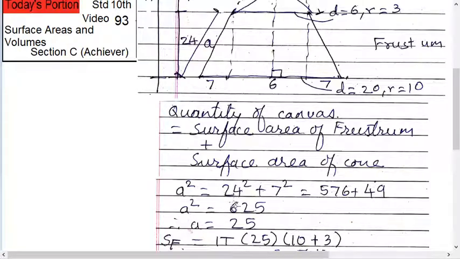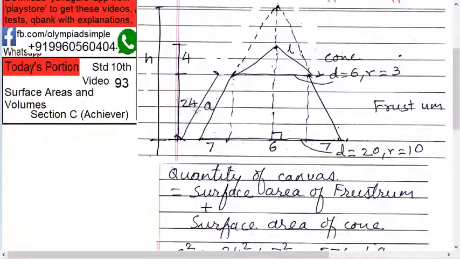576 plus 49 is 625. So A equals the square root of 625, which is 25. So A is now 25. Now you want to find the surface area of the frustum first.